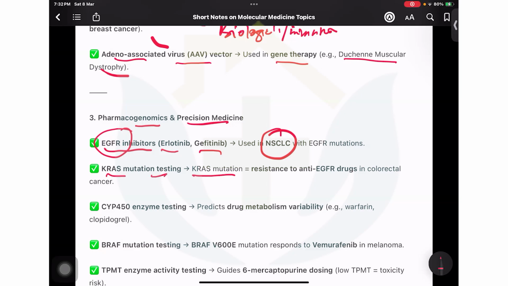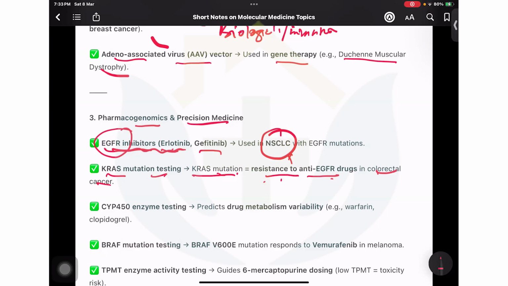Then KRAS mutation testing. KRAS mutation is basically it provides resistance to the anti-EGFR drugs. So these are the EGFR inhibitors. So if somebody has a KRAS mutation, then this EGFR receptor will be altered in structure. So KRAS mutation should be tested before using any anti-EGFR drugs, specifically in colorectal cancer. So this is its use.